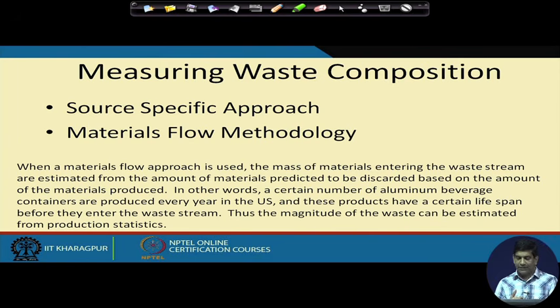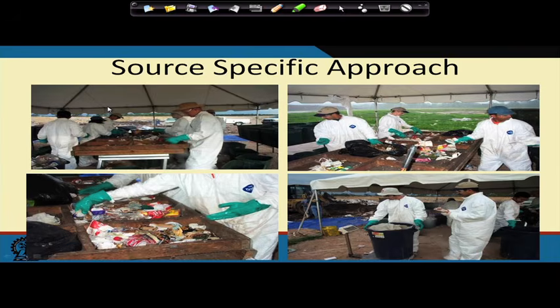Here you look at the amount of material that is going around. You can estimate the amount of materials predicted to be discarded based on the amount of material produced. In other words, a certain number of aluminum beverage containers are produced every year in the US. These products have a certain lifespan before they enter the waste stream. Based on their lifespan and how much they are produced, we can calculate whether and at what particular time they will enter the waste stream. So the magnitude of the waste can be estimated by the production statistics. Of course, there are drawbacks to that.